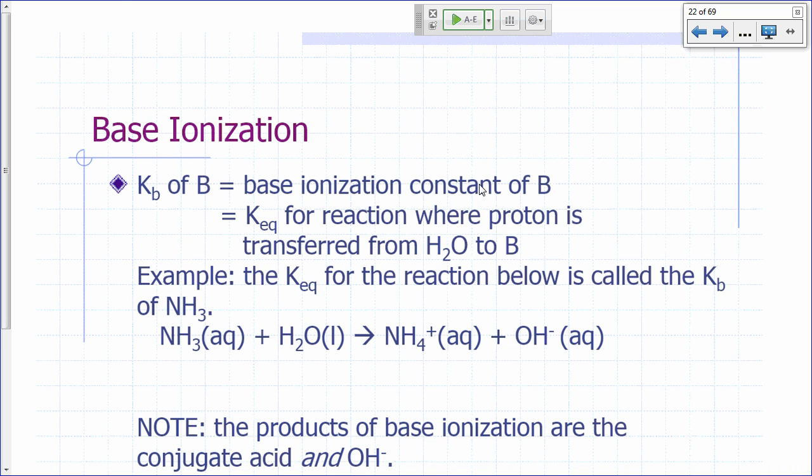Okay, this might be a good time to stop. We're going to go over base ionization next.